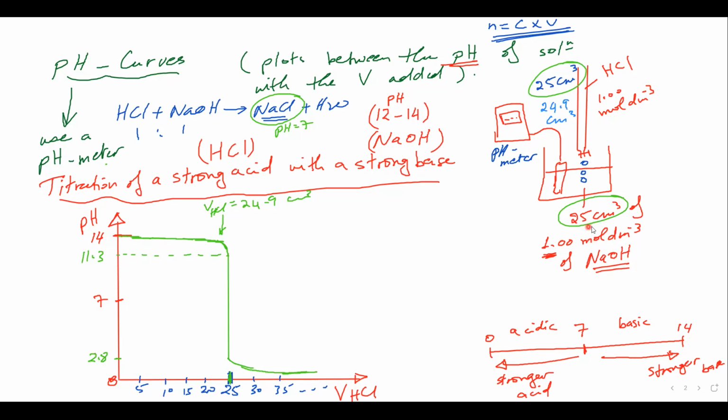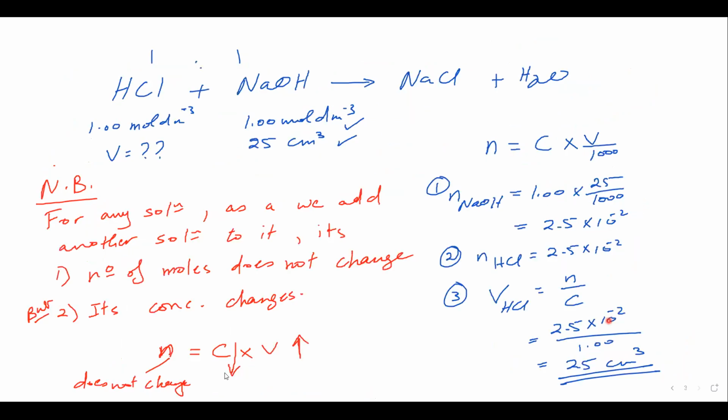So at the beginning, we started with 25, but as you added 20 centimeter cube of HCl, then the total volume in the solution will be 45, not 25, which means that the concentration must decrease so that the number of moles be the same, because the number of moles does not change. What can change is the concentration and the volume, but the number of moles of sodium hydroxide that we placed at the beginning is still the same.